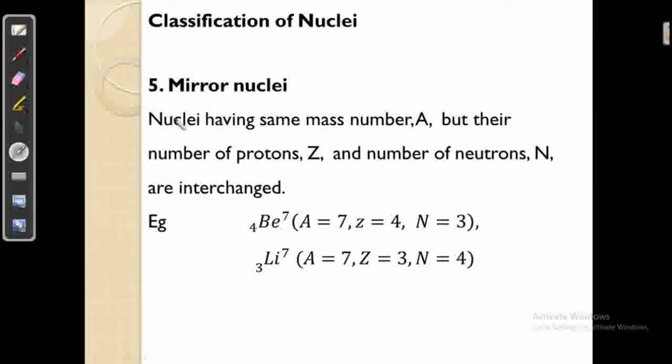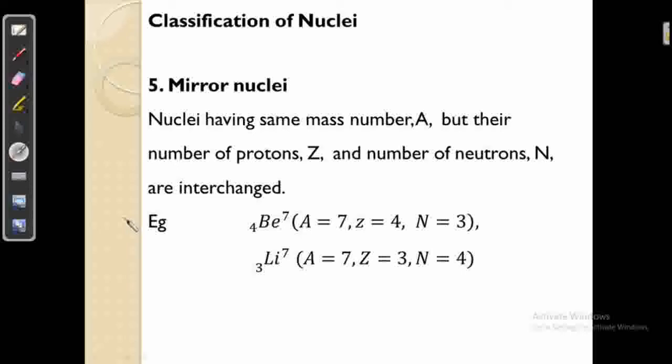The last one is the mirror nuclei. That is nuclei having the same mass number, but the number of protons and the number of neutrons are interchanged. They are having the same A. If we add Z plus N, you will get A. So the A is constant always.